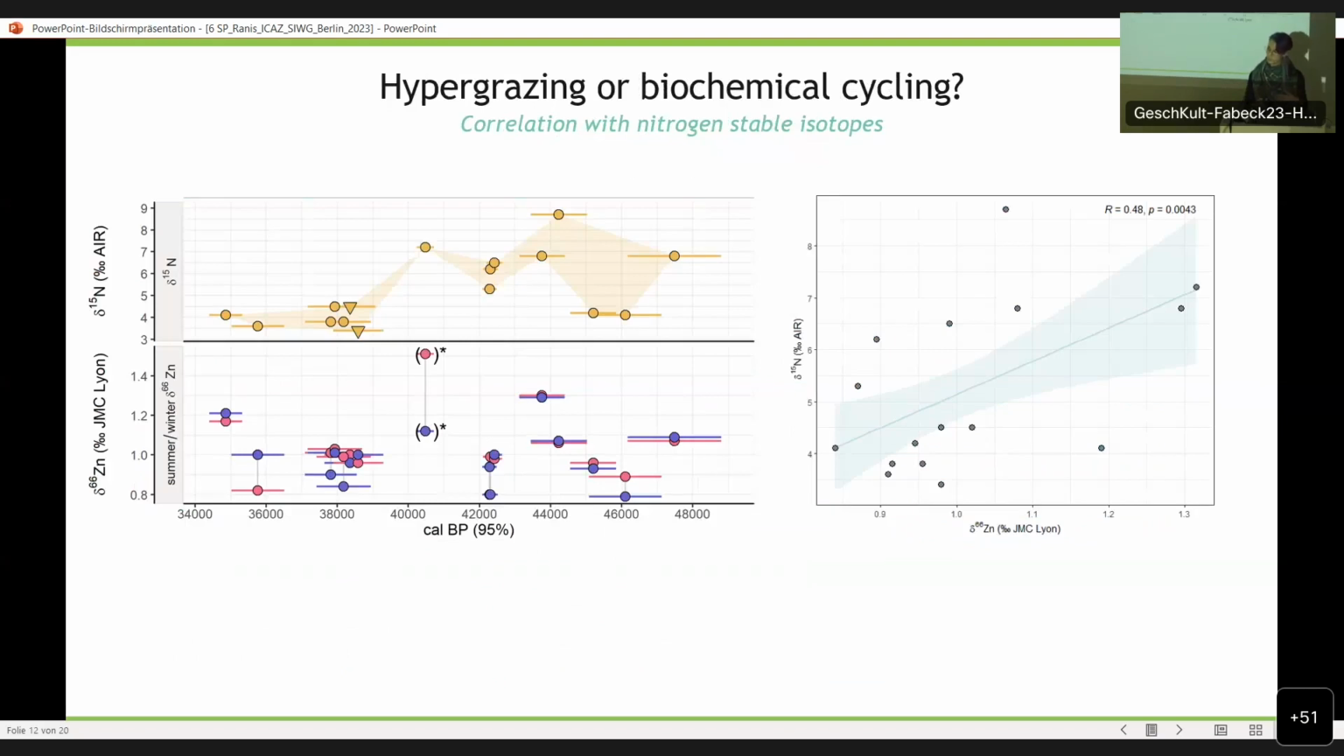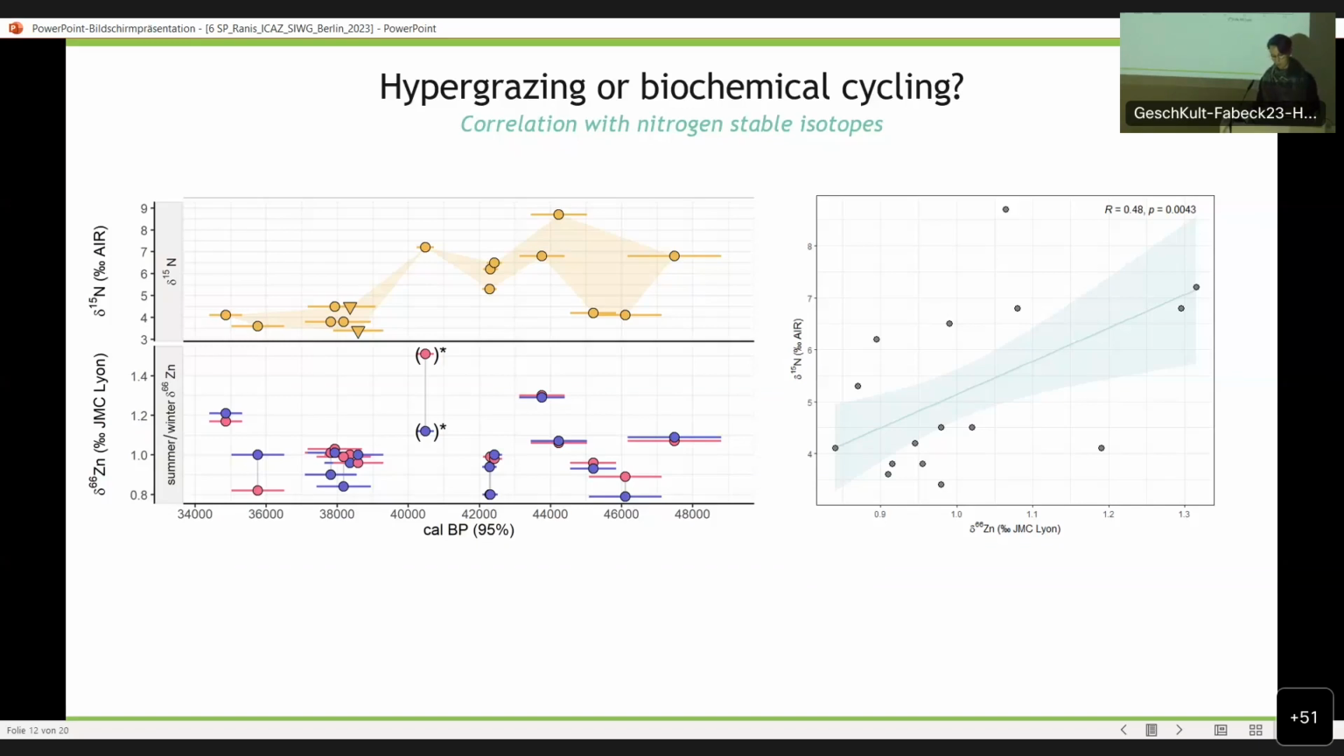And something else that I wanted to mention just briefly is an alternative hypothesis that we're thinking about, especially with this correlation between nitrogen and zinc. So here you can also see it correlates moderately well over this data. There might also be an effect of the biogeochemical cycle in the soil, because we know that that affects nitrogen isotopes quite a lot. And with zinc, that's probably also the case because we do have biogeochemical cycling of zinc in the soil.